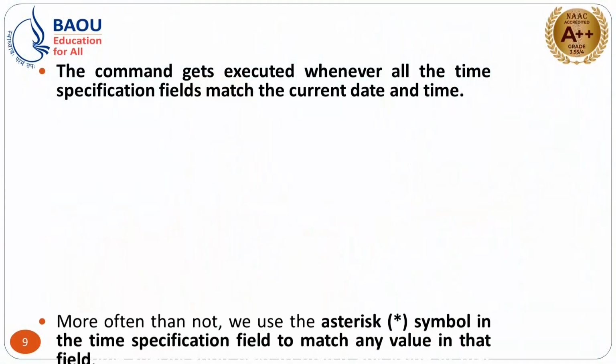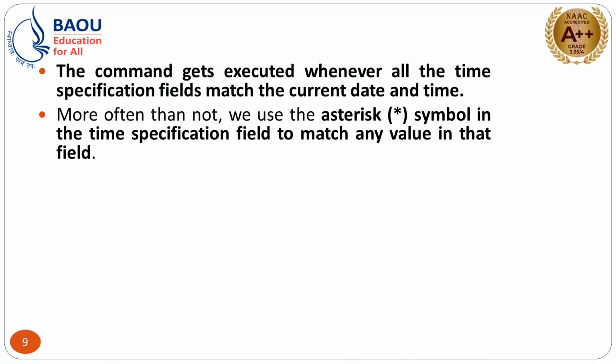Now, say for example, the asterisk. Suppose you use an asterisk, then the time specification field matches any value. So if it is not fixed, say for example, the first day of the month, or the second day of the month, or the first day of the week, or the third day of the week, that cannot be specified. In that case, you use the asterisk sign. What will the system understand? It will understand any day, or the first day of any month, or the first day of a week. So that will be executed.